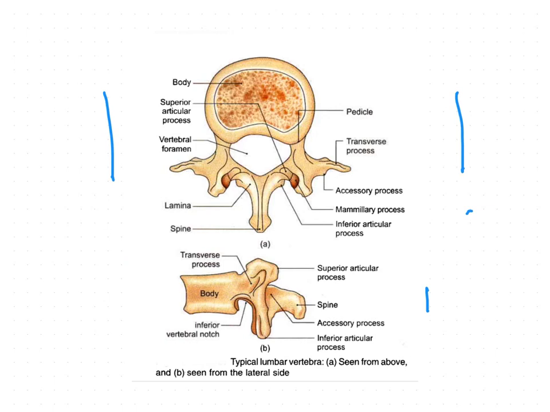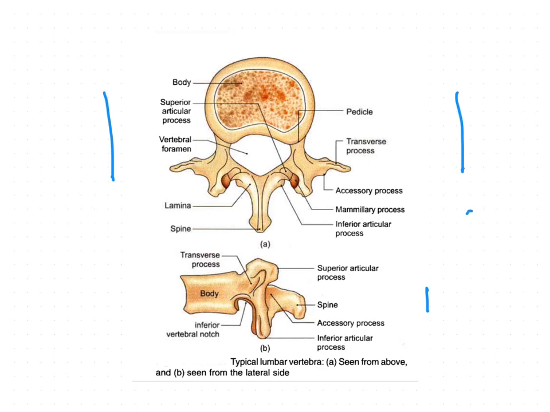So what are the distinguishing features of the lumbar vertebrae compared with the vertebrae in other regions, that is the cervical and thoracic regions? Here the vertebra is large in size, with no costal facets on the bodies or the transverse processes, and no foramen in the transverse process. The foramens in the transverse processes are seen in the cervical vertebra, and not in the thoracic or lumbar vertebra.